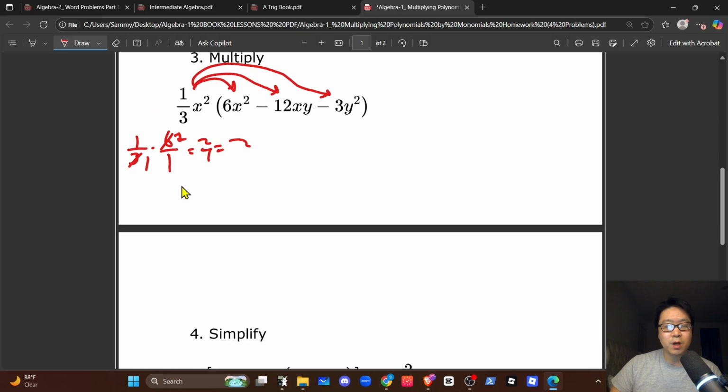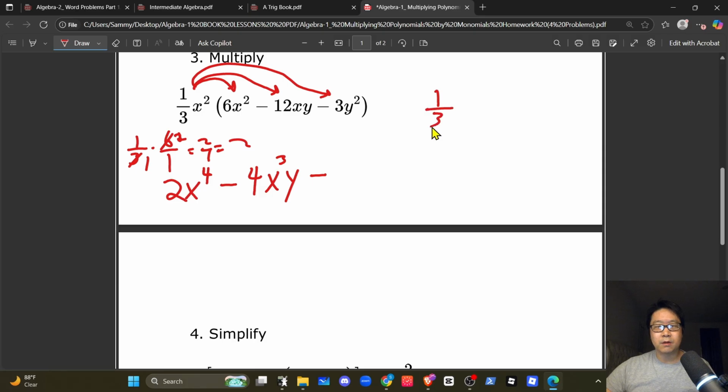And we're doing that across the entire polynomial. So for the first term, 1/3 x squared times 6x squared, we're just going to end up with 2x to the 4th power. And then 1/3 x squared times negative 12xy. Well, 3 goes into 12 4 times, right? Negative, so it's going to be negative 4, and then x to the 3rd power and then y.